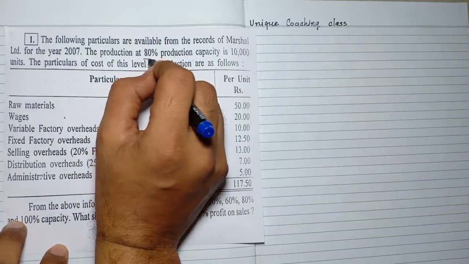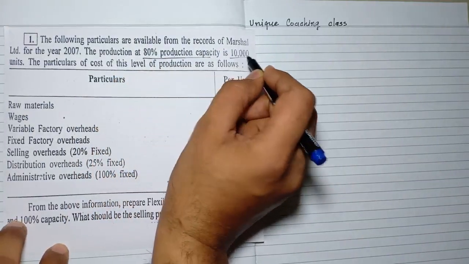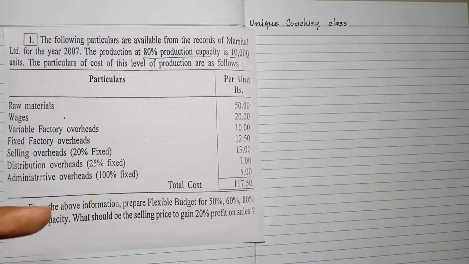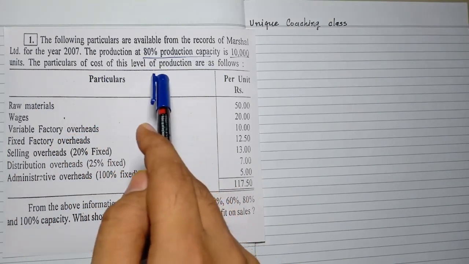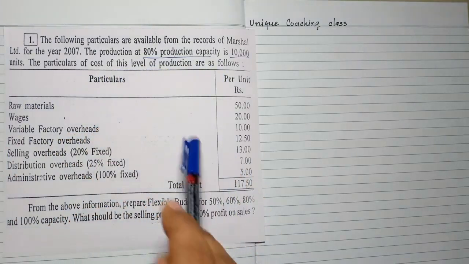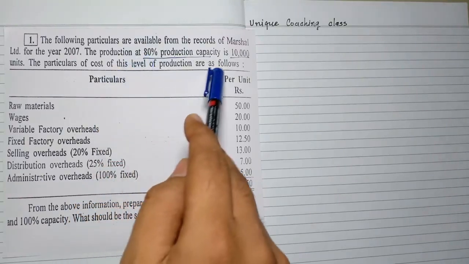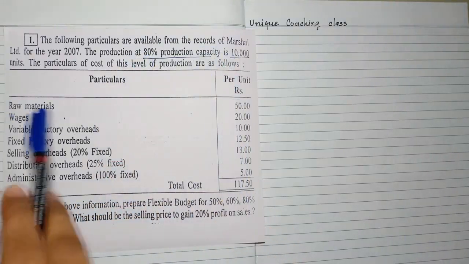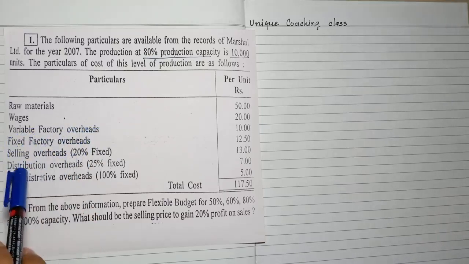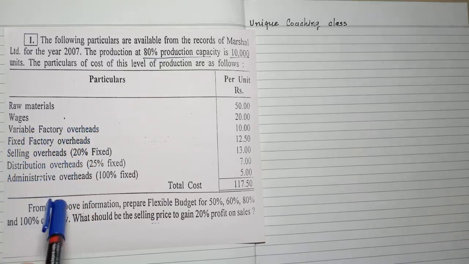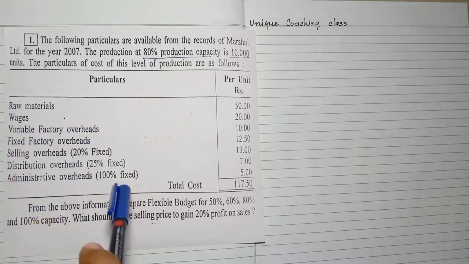Okay, 80% production capacity is 10,000 units, meaning the company uses the 80% level, where 10,000 units are produced. The cost of production at this level is as follows. The expenses of this level, 10,000 units at the 80% level, are given: raw material, wages, variable factory overheads, fixed, selling overheads, distribution overheads, administration overheads, with 20%, 25%, 100% fixed, and all expenses are given per unit.